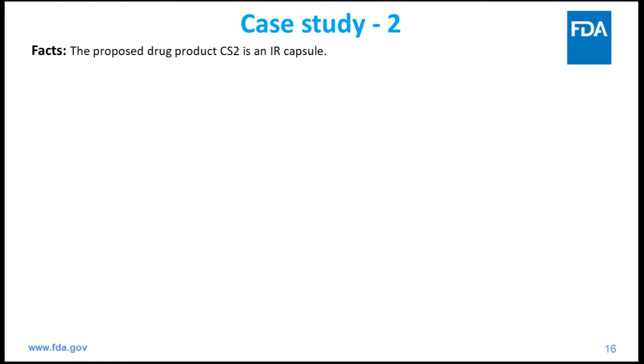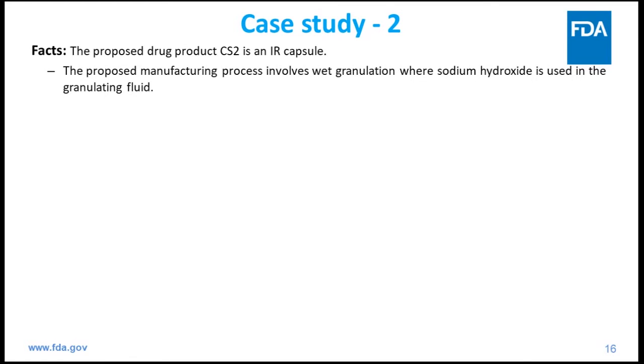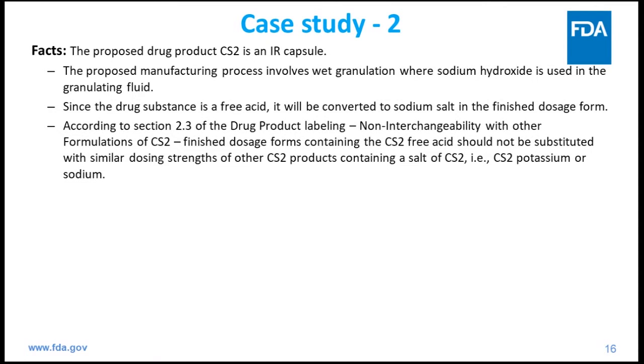Case study number 2. This one is very funny. This is an IR capsule. The proposed manufacturing process involves a wet granulation where sodium hydroxide is used in the granulating fluid. And the API is a free acid. So during the wet granulation process, the free acid will convert to salt form, and that will end up in the finished drug product.